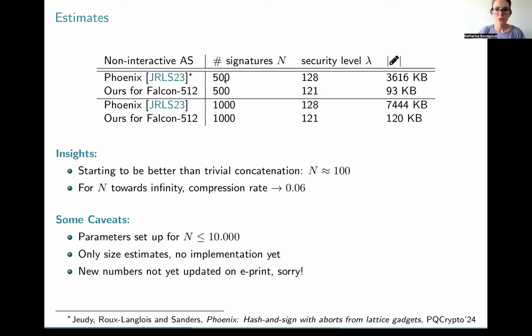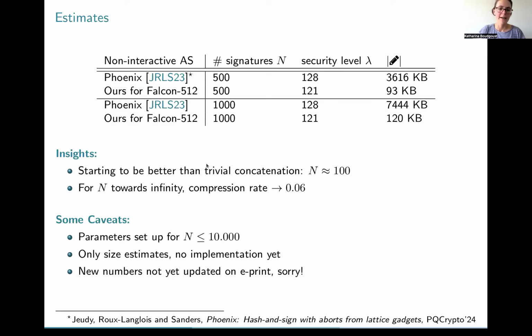And if you use the two points of number of signatures, 500 and 1,000, then you can see that we are at least one order of magnitude, I guess two orders of magnitude smaller. And so we are getting like 93 and 120 kilobytes. I guess another point is that the Phoenix signature is larger than the Falcon signature. Even the single signature is larger than the Falcon signature to begin with.